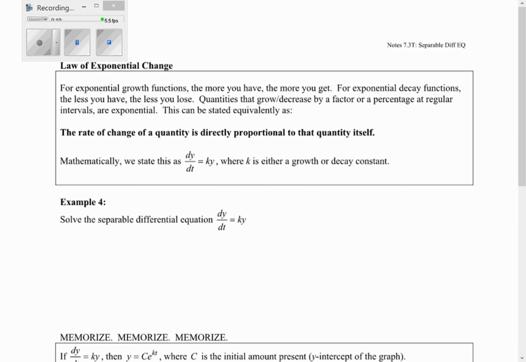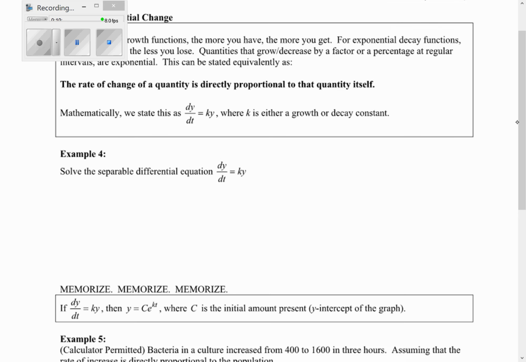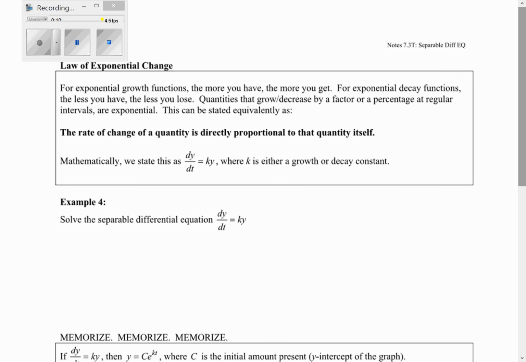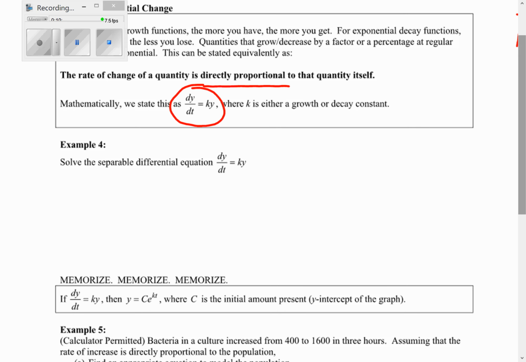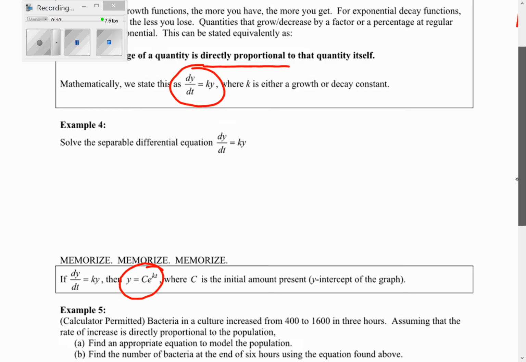Alright, so one of the last things that I'll introduce today is this law of exponential change. And hopefully you remember part of this in pre-calc. You should have done some of this. We'll talk about it. So if a rate of change is directly proportional, then that means that the rate of change, the derivative, is directly proportional. It's some constant times y. And if that happens, we're going to get this y equals c e to the kt. All right, and we'll show that here.